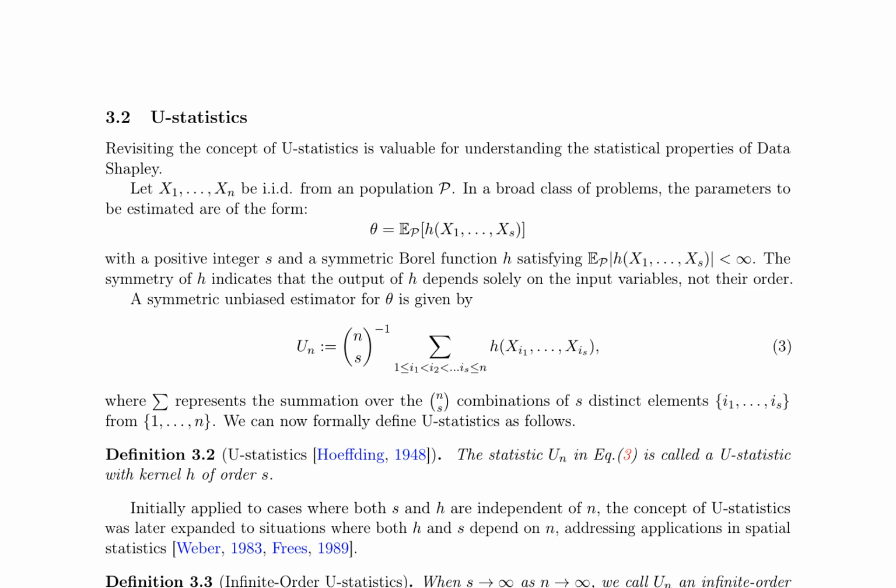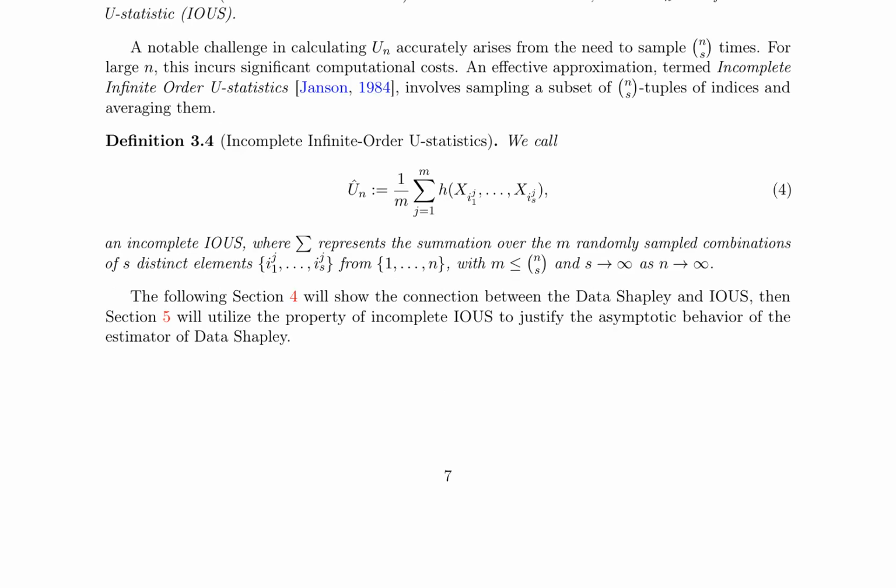The concept of U-statistics was initially applied to cases where both s and h are independent of n, but it has since been expanded to situations where both h and s depend on n, particularly in spatial statistics. The definition of infinite-order U-statistics, IOUS, is also introduced, where s goes to infinity as n goes to infinity. However, calculating U_n accurately can be computationally expensive due to the need to sample n choose s times. To address this challenge, an effective approximation called incomplete infinite-order U-statistics, IOUS, is proposed.